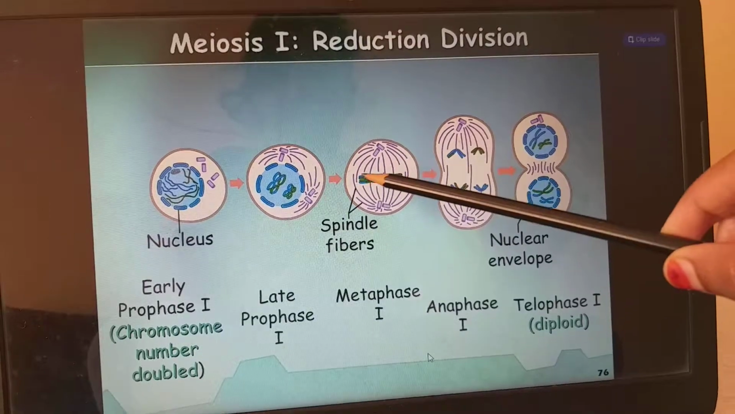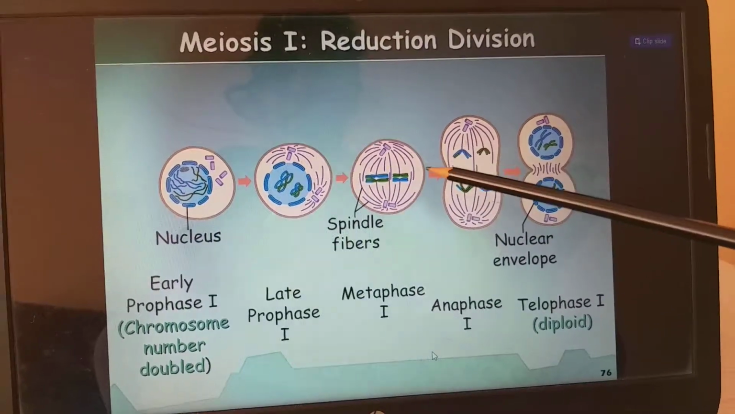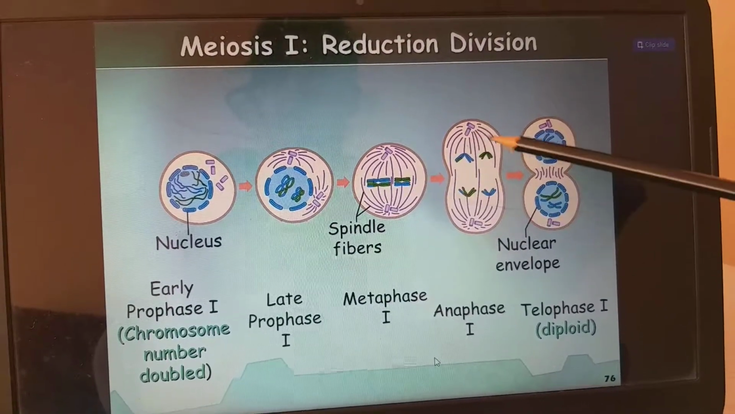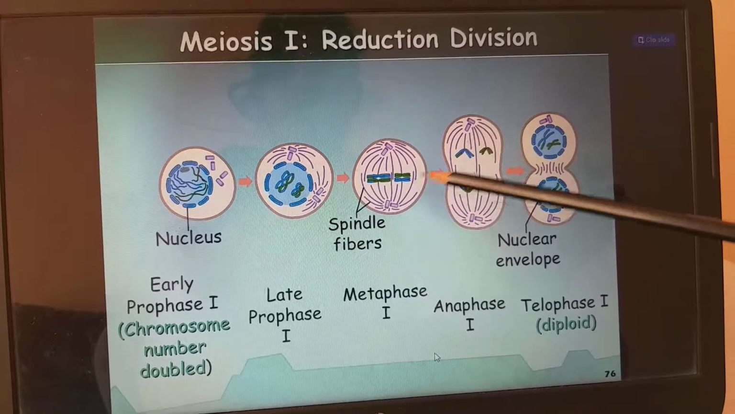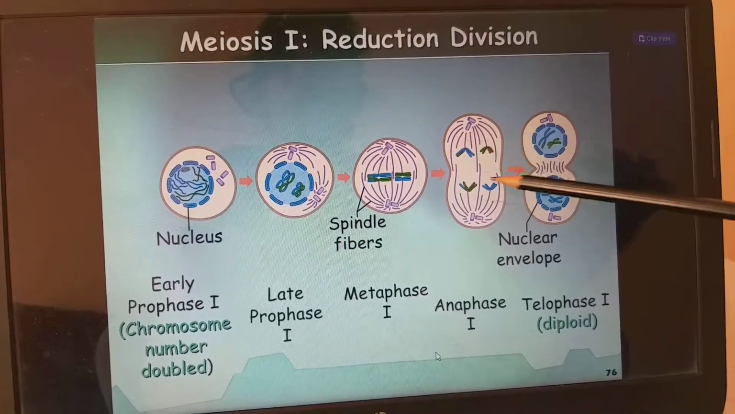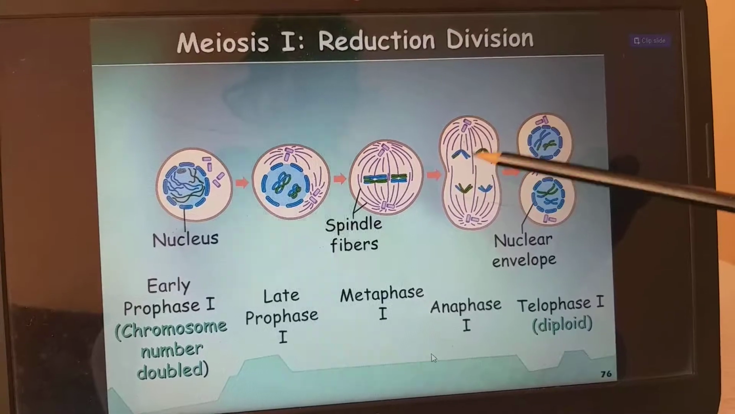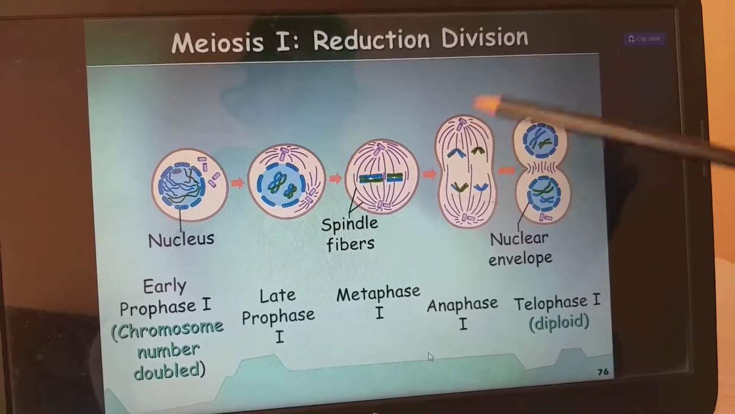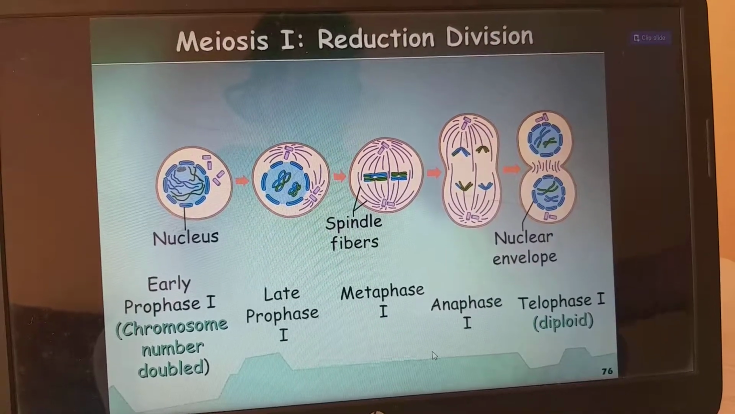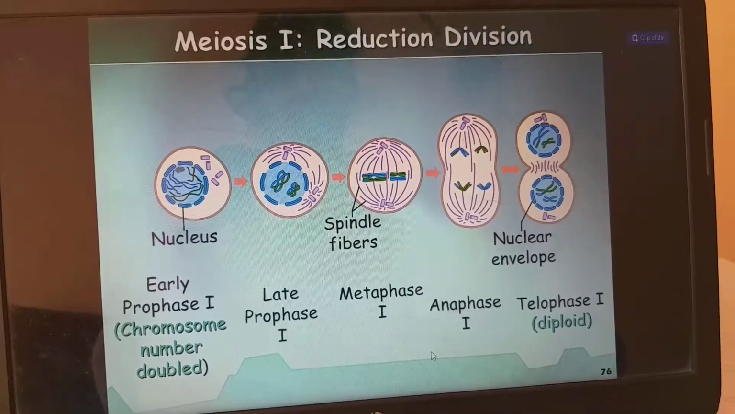This is the metaphase. If there is any middle alignment, we call it metaphase. Now the splitting of the chromosomes will take place, and only the homologous chromosomes will be split. Splitting of the chromosomes, not the splitting of the centromeres. That has to be noted in meiosis 1.